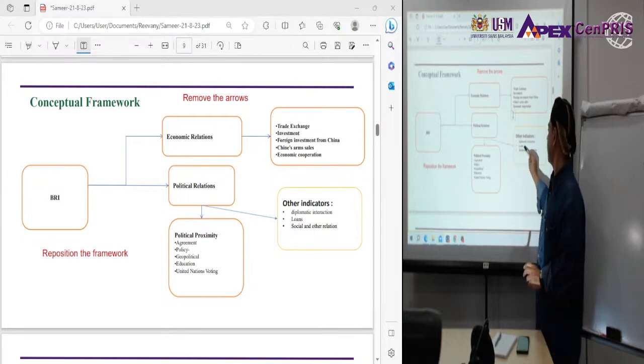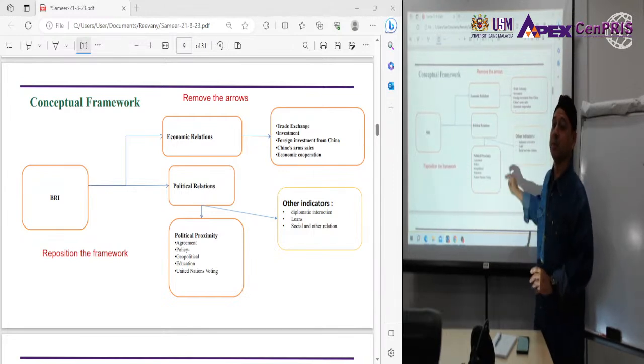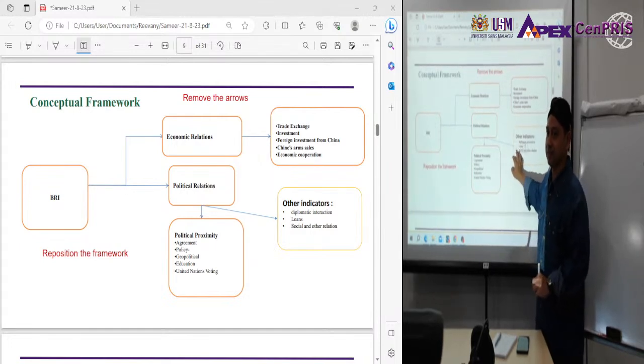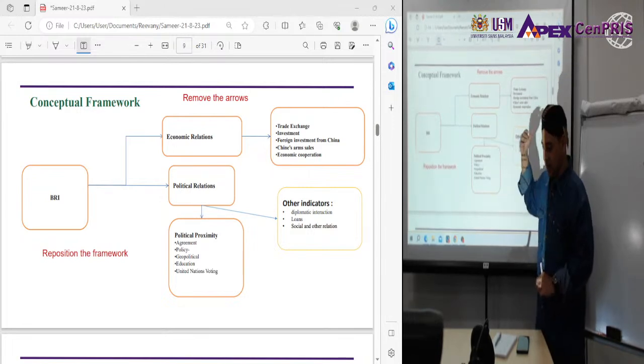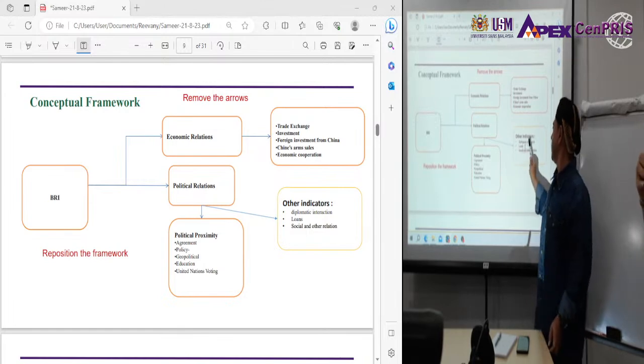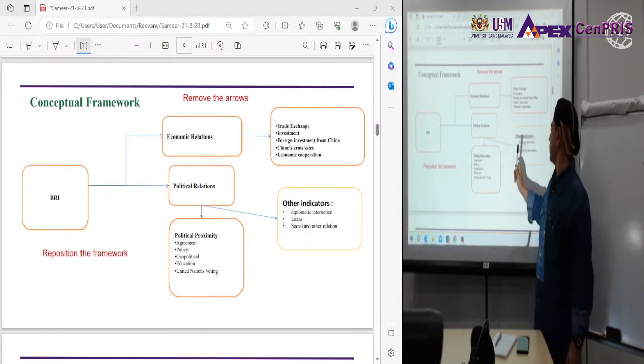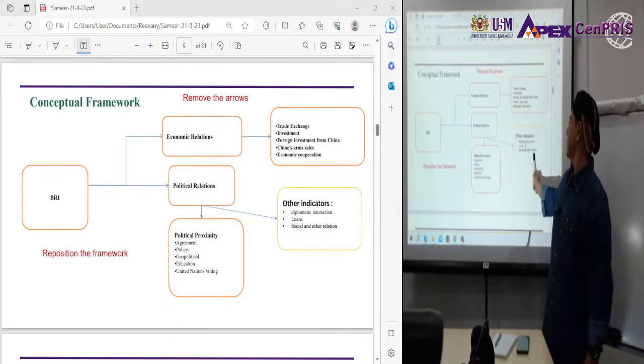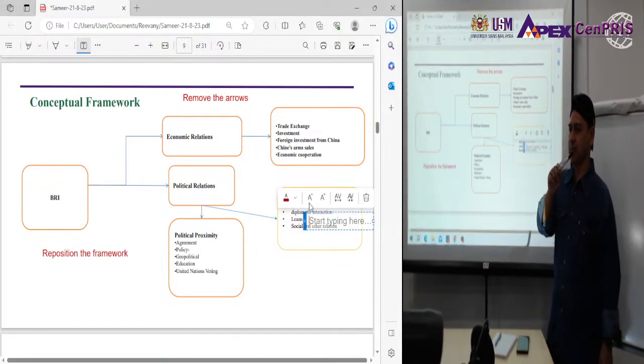Then put the bracket there first. Or don't put it in there yet, until you find it. Okay. Yeah, I can put it in chapter 4. Yes, yeah. We're not going to put loan in yet. So this one should go under political proximity, social and other relations. What do you mean?